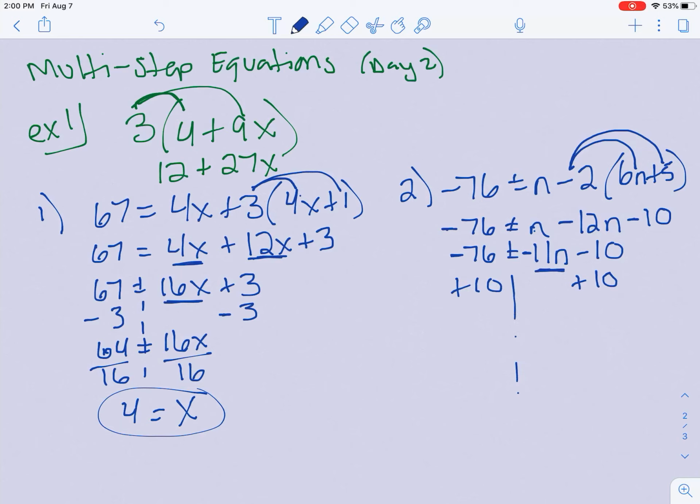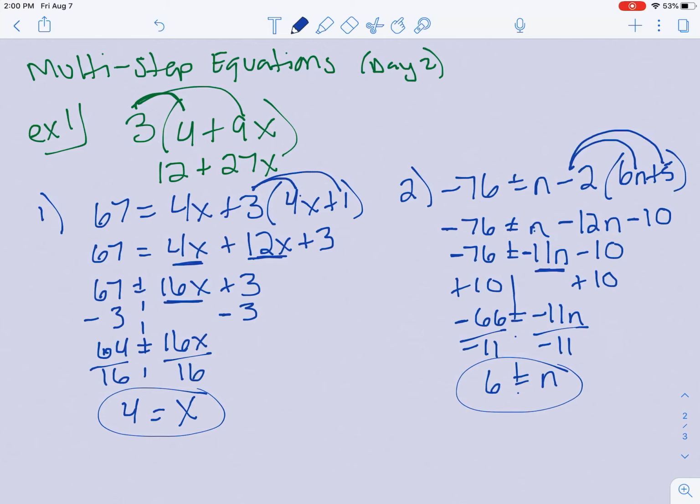Remember that dotted line. Negative 76 plus 10, if you're not good with negatives, use that calculator. Make sure you get this right. Negative 76 plus 10 would be negative 66. Bring down your equals and your negative 11n. Negative 11 times n, the opposite is division. So we're going to divide by negative 11 on each side. Negative 66 divided by negative 11 would be 6. Bring down your equal sign and your n, and there's your answer.